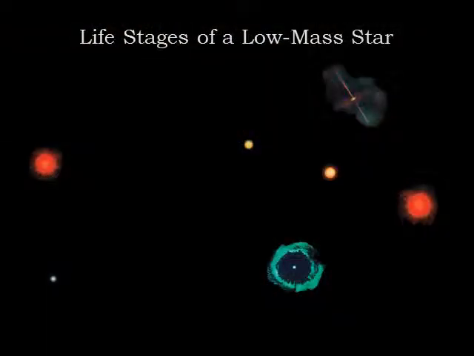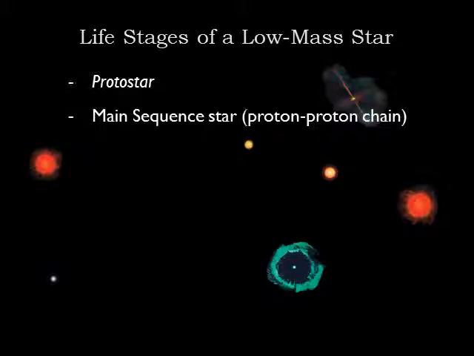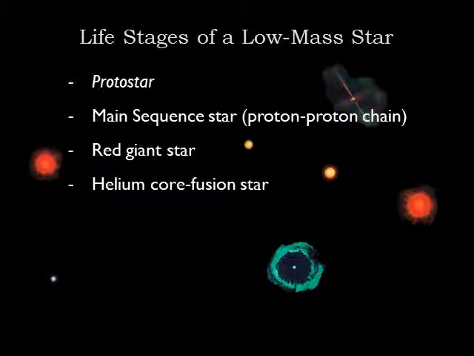In summary, here are the life stages of a low-mass star. All stars begin as protostars. When the interior gets hot enough, hydrogen fusing can begin in the core and the star is born. It will spend the majority of its life as a main sequence star until the hydrogen runs out. It then leaves the main sequence, becoming a red giant star with an inert helium core and a hydrogen fusing shell. The core shrinks and eventually it's hot enough to fuse helium into carbon. It's now a helium fusing star.